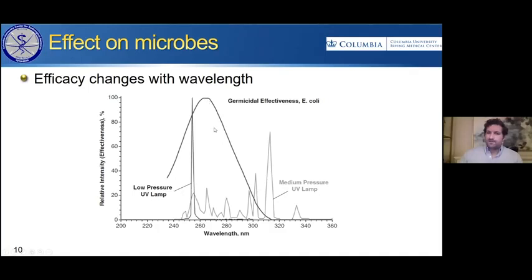After the studies found this peak, there was of course a search to try and find sources that could replicate or artificially produce light in these ranges that correspond with where the wavelength of light is most effective against microbes.